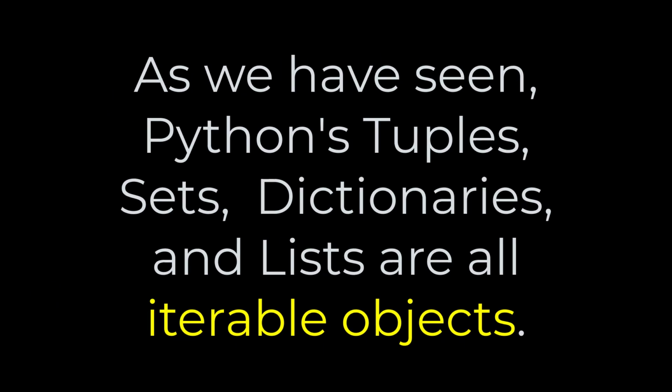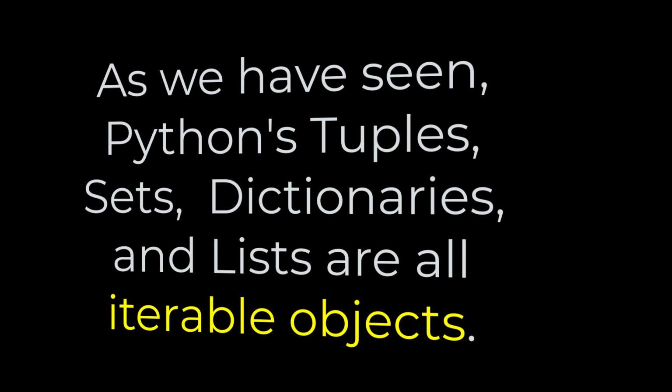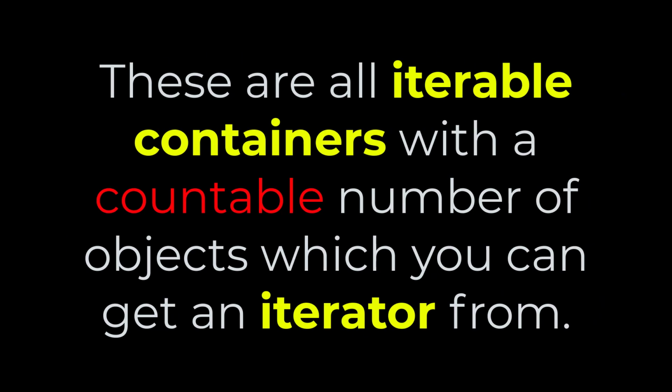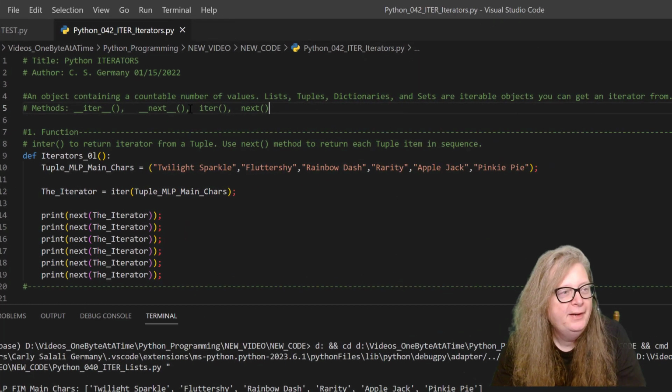As we have seen, Python's tuples, sets, dictionaries, and lists are all iterable objects. These are all iterable containers, with a countable number of objects, which you can get an iterator from. Some of the methods are iter and next, okay?